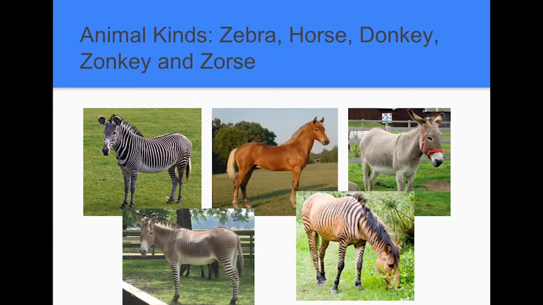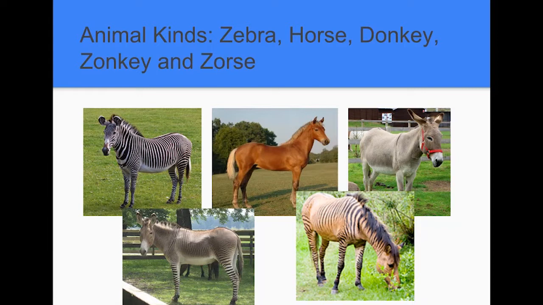kind. Here's one of many examples that could be shown to demonstrate how a lot of different varieties of animals all come from the same created kind. This is your zebra, horse, donkey, zonkey, and zorse. So a lot of people would think that, well, the horse and the zebra are different kinds of animals. Well, they can be bred together into the zorse. And so that tells us, well, they're the same created kind.